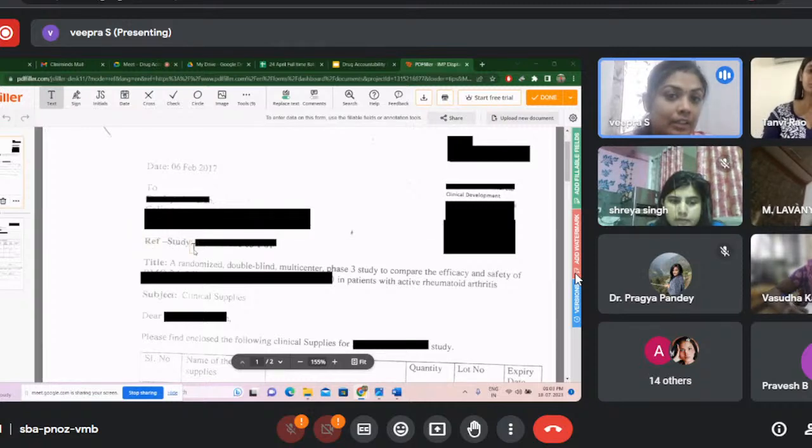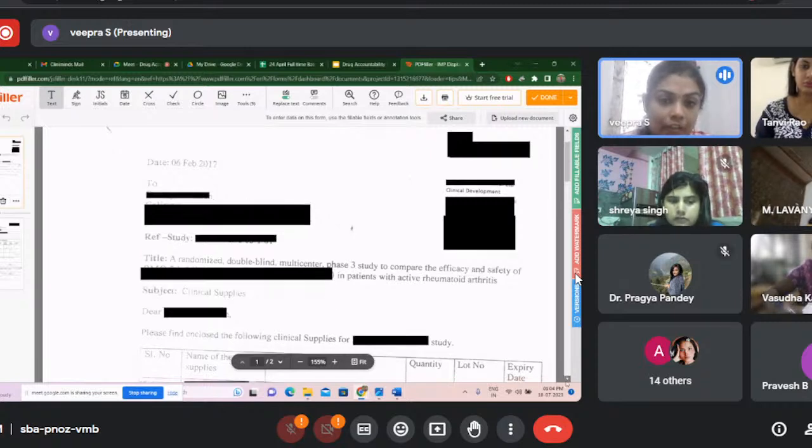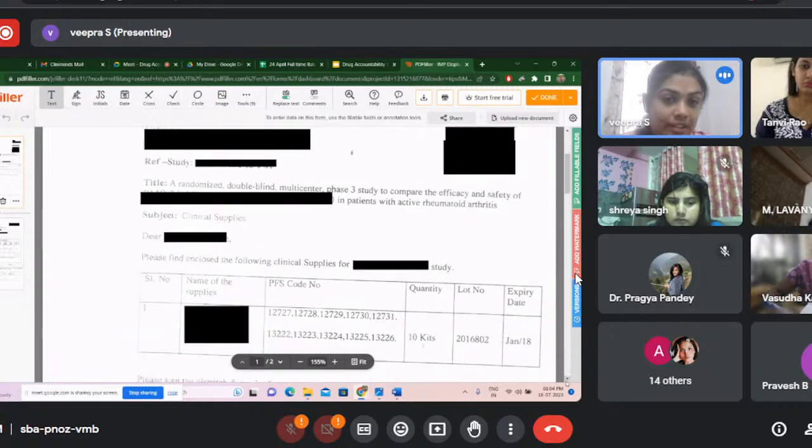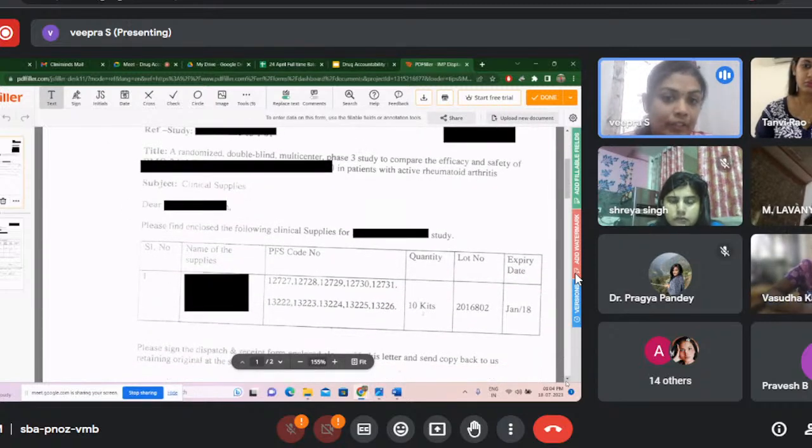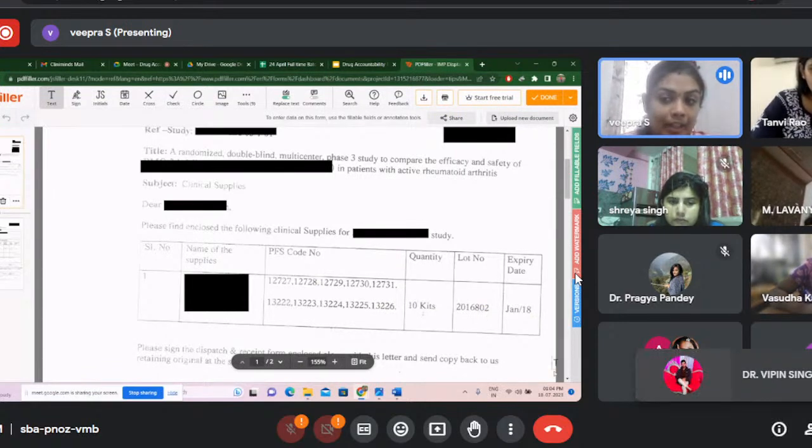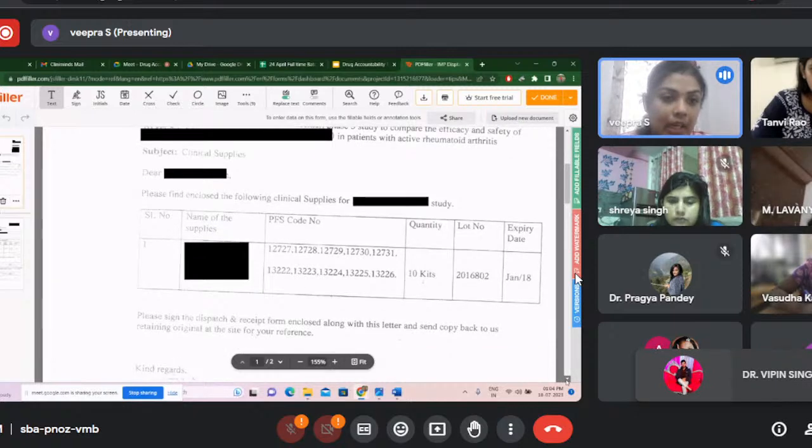Then after that, here is the reference. So what will that be? The protocol number. Then after that, the title of the study will be present. Then here they mention the details of the IP: the name of the IP, then the code numbers of the IP which they send, and the quantity, lot number, and expiry date of the IP, like a letter they will send.